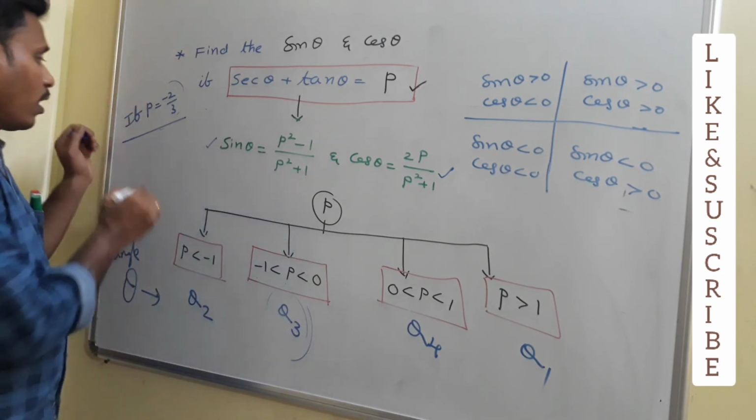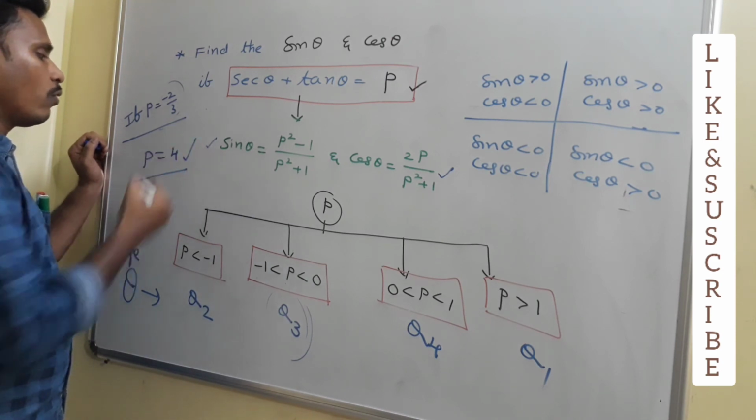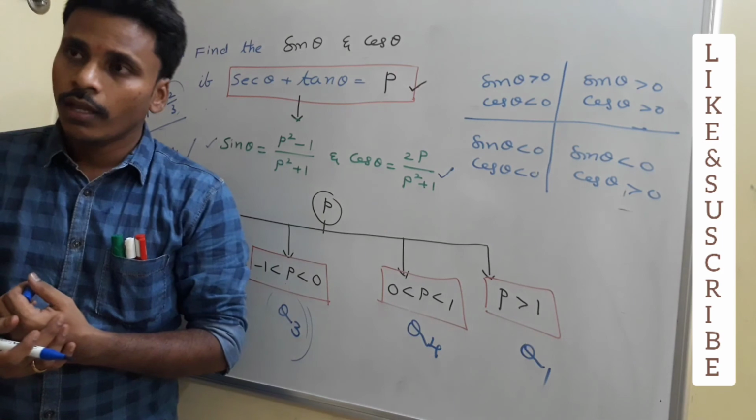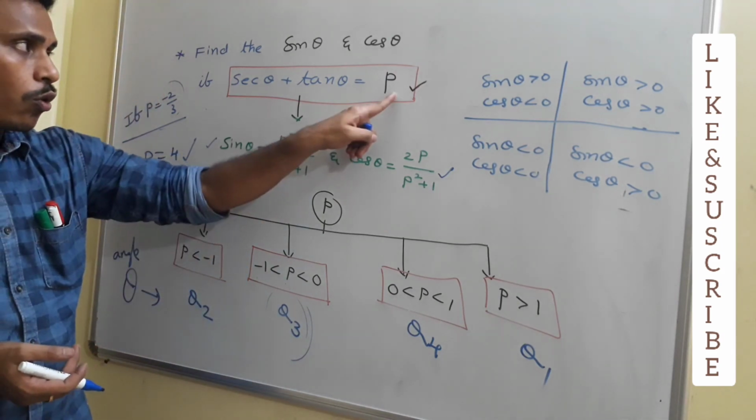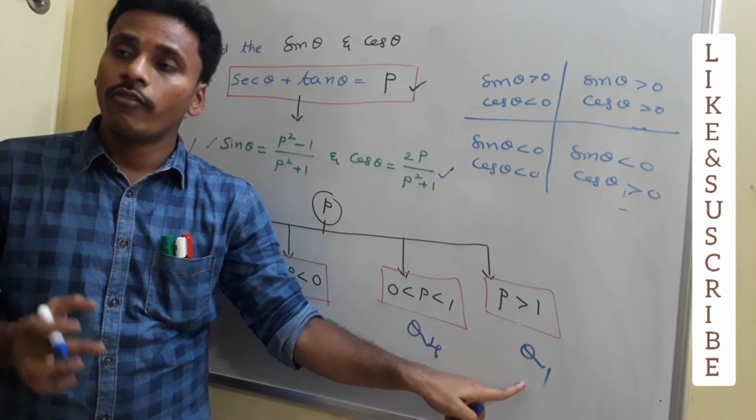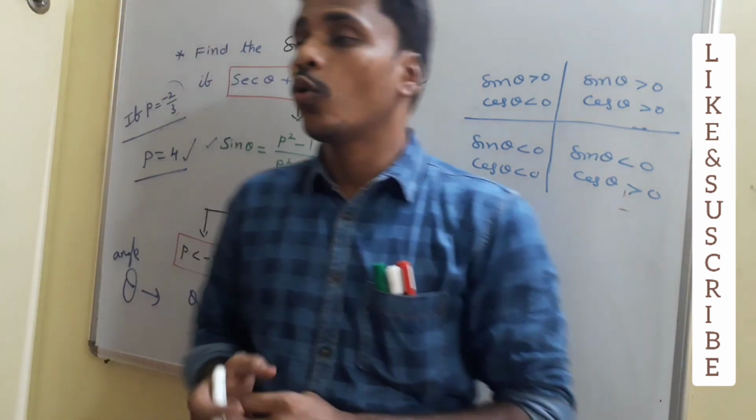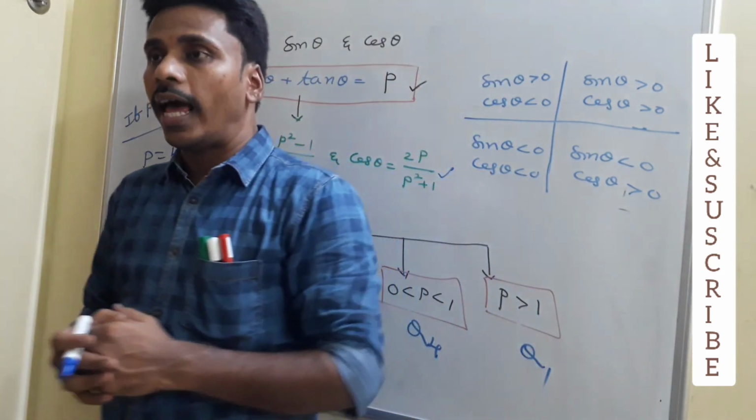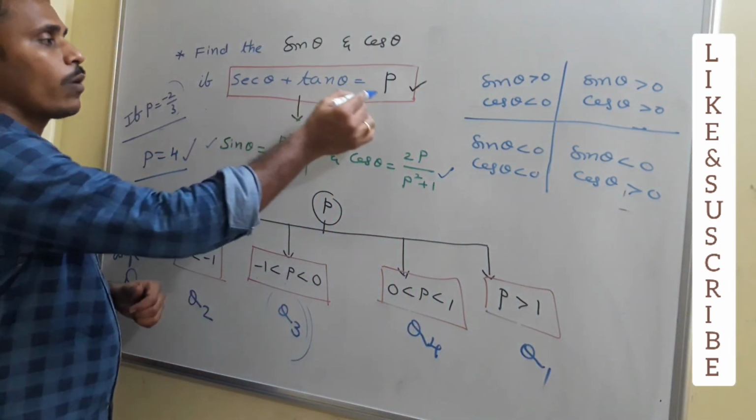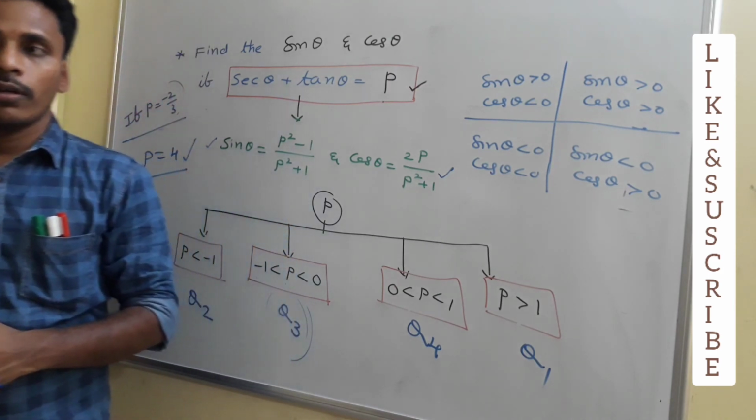And for suppose if p is equal to 4, maybe if they gave 4, where does theta lie? If p is equal to 4, then it comes to the fourth case, then theta lies in the first quadrant. Have a look at this once again. This is the way to decide the quadrant in which theta lies depending on p, where secant theta plus tan theta is equal to p. Right? So, have a look at this.